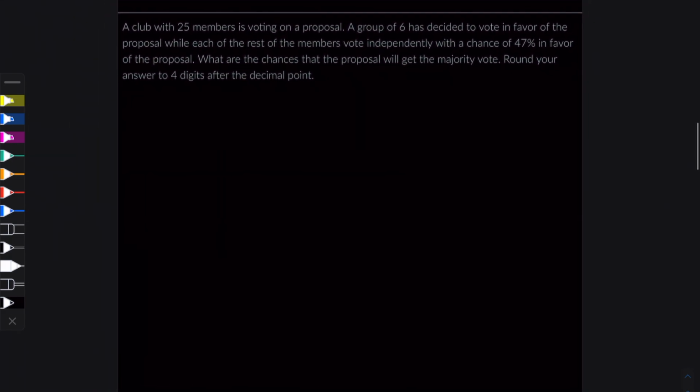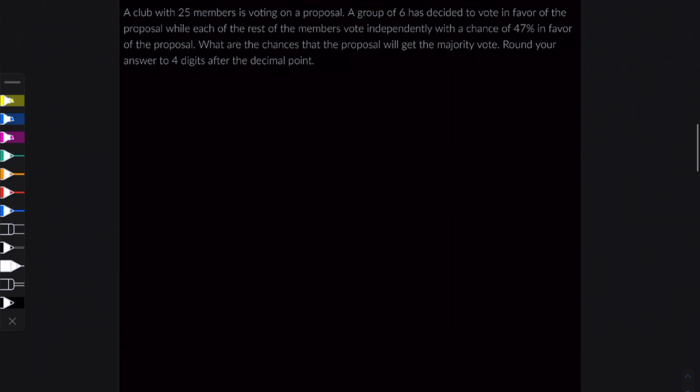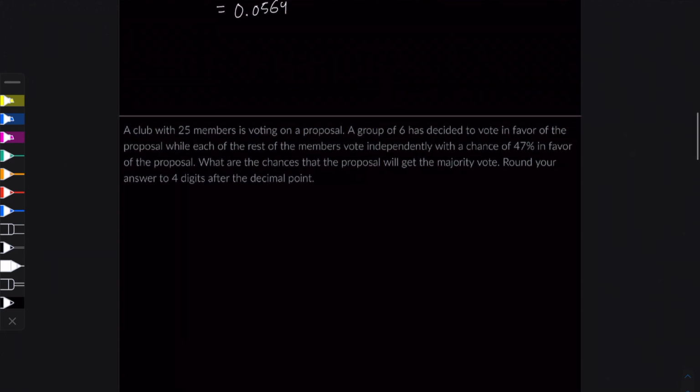All right, this problem's a little bigger and a little longer. A club with 25 members is voting on a proposal. A group of 6 has decided to vote in favor of the proposal, while each of the rest of the members vote independently with a chance of 47% in favor of the proposal. What are the chances that the proposal will get the majority vote? Round your answer to 4 digits after the decimal point.